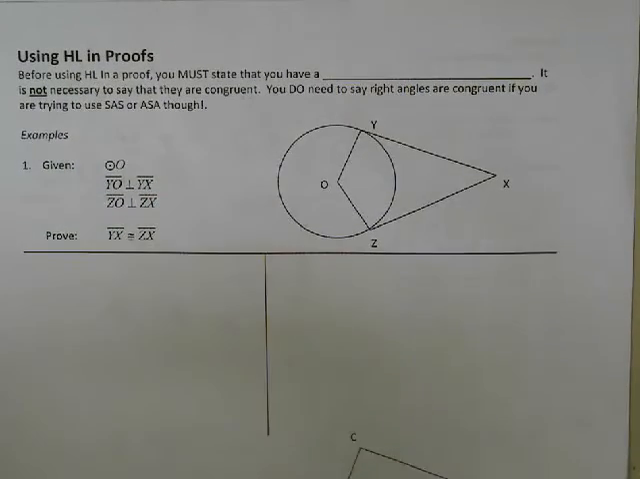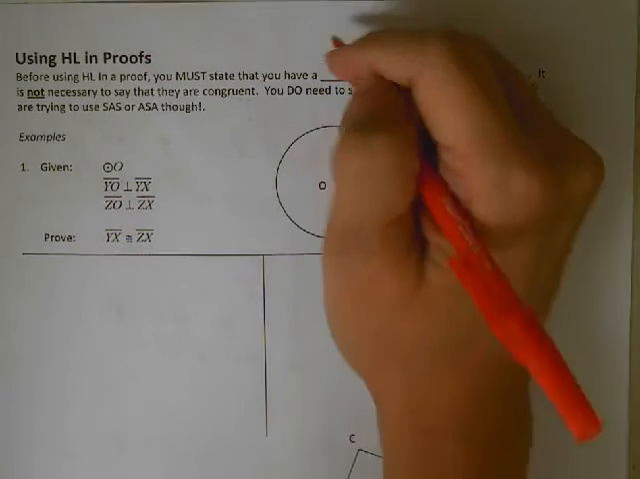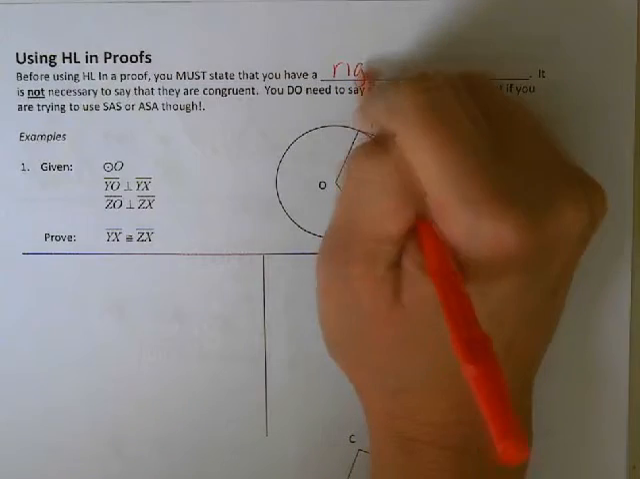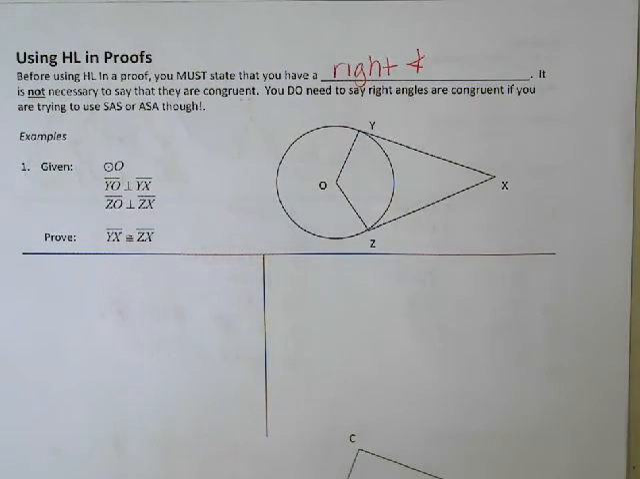So we're going to try using HL in some proofs. One thing that's important is that before using HL in a proof, you must state that you have a right angle. It's not necessary to say that the right angles are congruent if you're using HL. If you were trying to use side angle side or angle side angle, then you do need to say right angles are congruent, but to use HL, you just need to say that you have right angles.